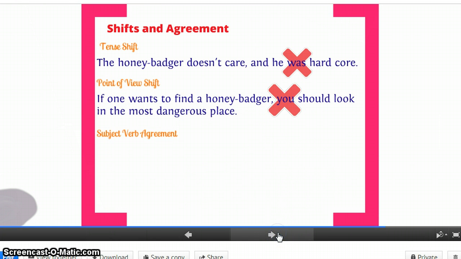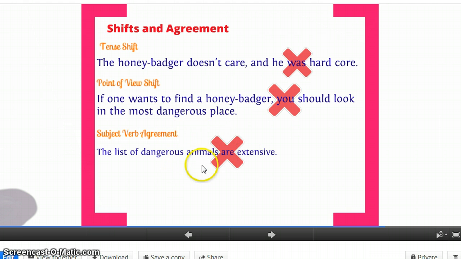Next, subject-verb agreement. The only way to do this is to take your time and look at the subject, which is the list, and the verb, which is are. Our subject is singular, one list. Our verb is plural, so that's incorrect. Should be the list is extensive. It's trying to confuse you because you see the word animals as plural. So if we said dangerous animals are extensive, that would be correct. But our subject is actually the list. So take the time to look for the subject and look for the verb. Don't just go with what sounds right.